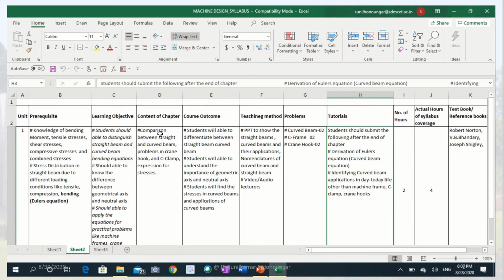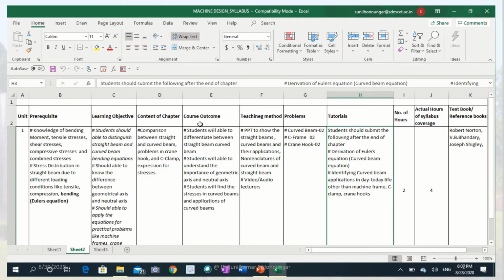And what is the content of the chapter? The content of the chapter is, as in the syllabus, comparison between straight and curved beam, problems in crane hook and C-clamp, and expression for stresses. That is what the chapter content of your syllabus is all about.